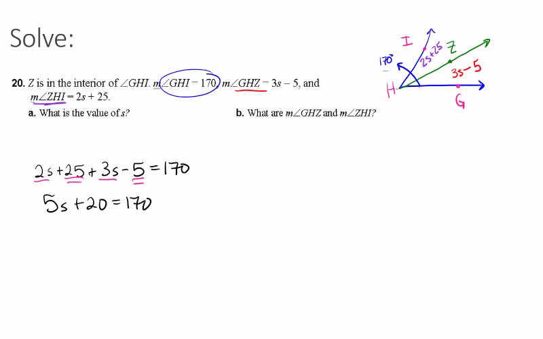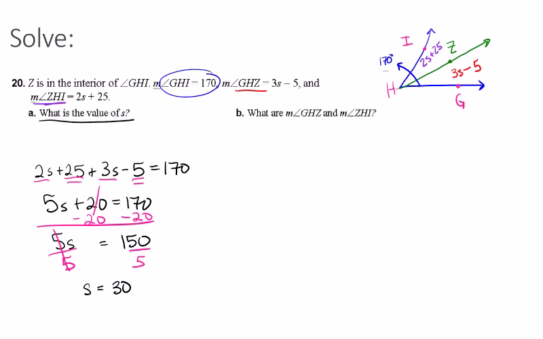So now we can subtract 20 from both sides. We get 5s equals 150. And then we can divide by 5, and we get s equals 30. All right, so what is the value of s? s equals 30.